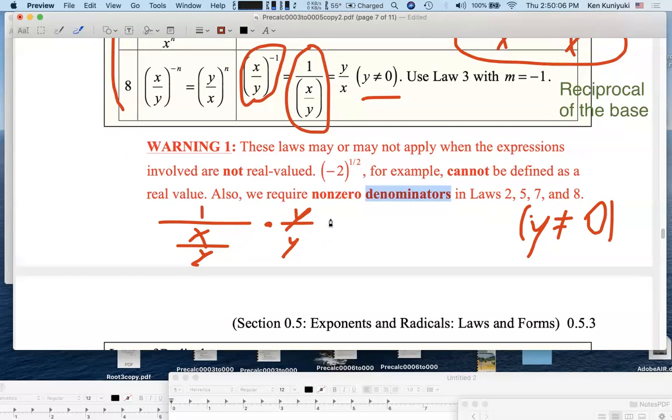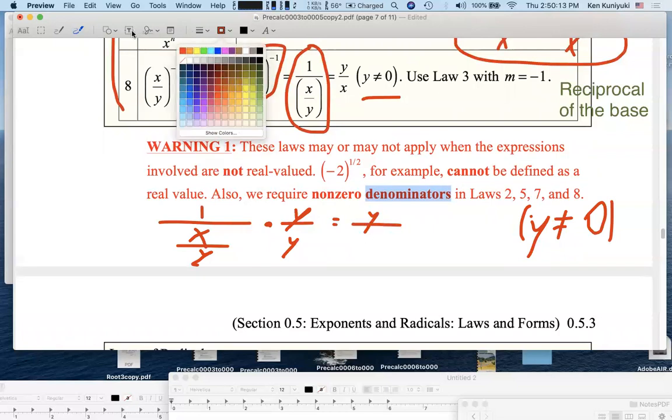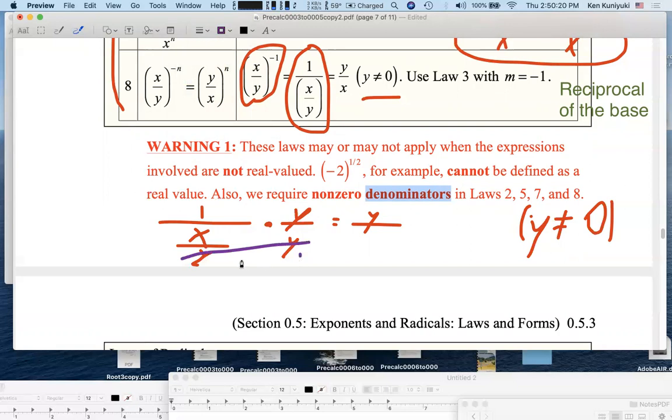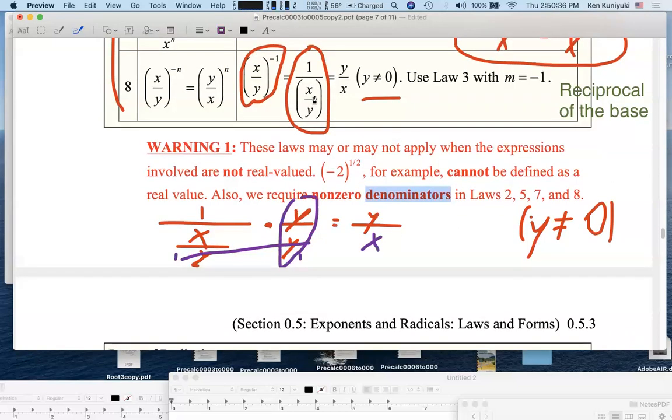All right, 1 times y is y up on top. Down here, x over y times y. These cancel each other out. I should put little 1s here. And we get x over here. The reciprocal of x over y, when you multiply by 1 in the form of y over y, you get y over x, the reciprocal. Likewise, over here, the reciprocal of x over y is y over x.